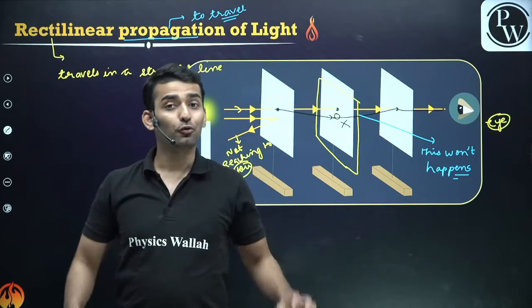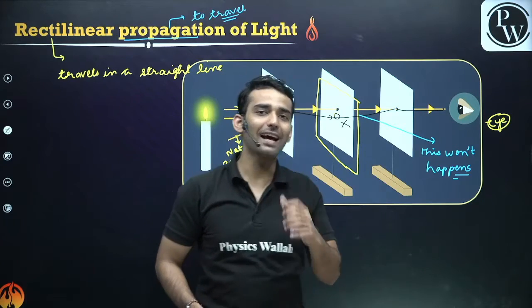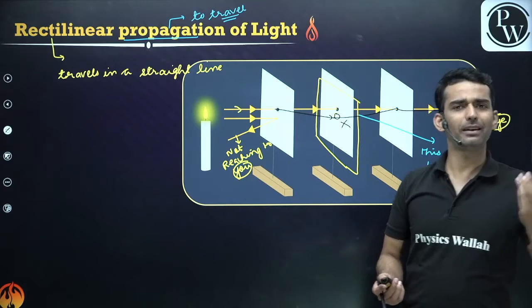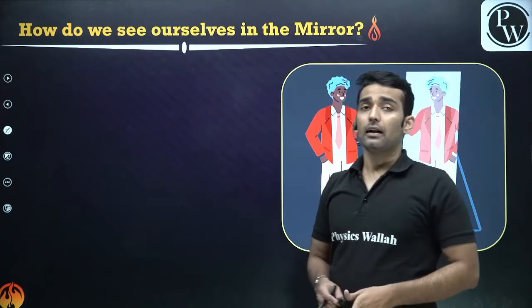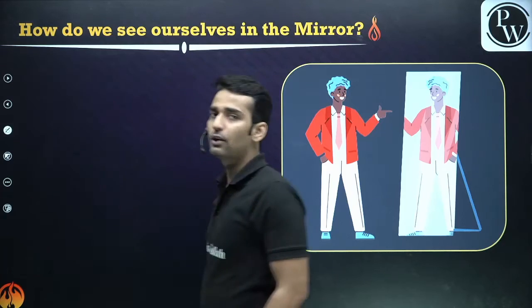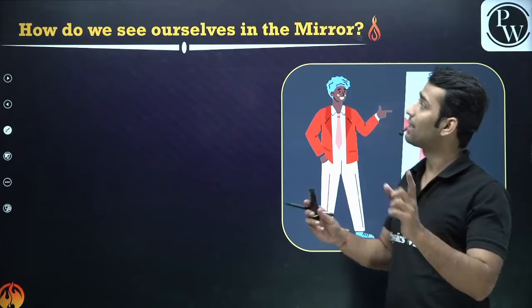Okay guys, so what is the conclusion? That light always travels in a straight line. Is it clear? So guys, many theories were given by many scientists. Okay, now let's start with reflection. That's our main topic. Now we are heading into the core of this chapter, known as reflection.